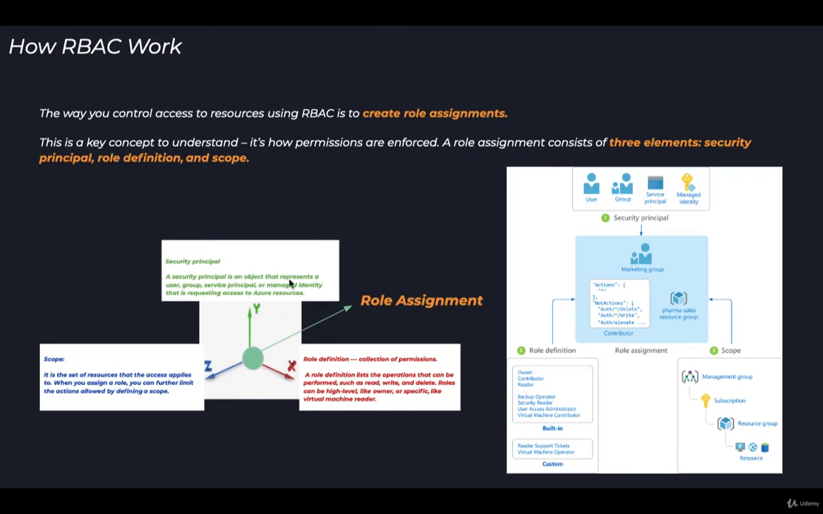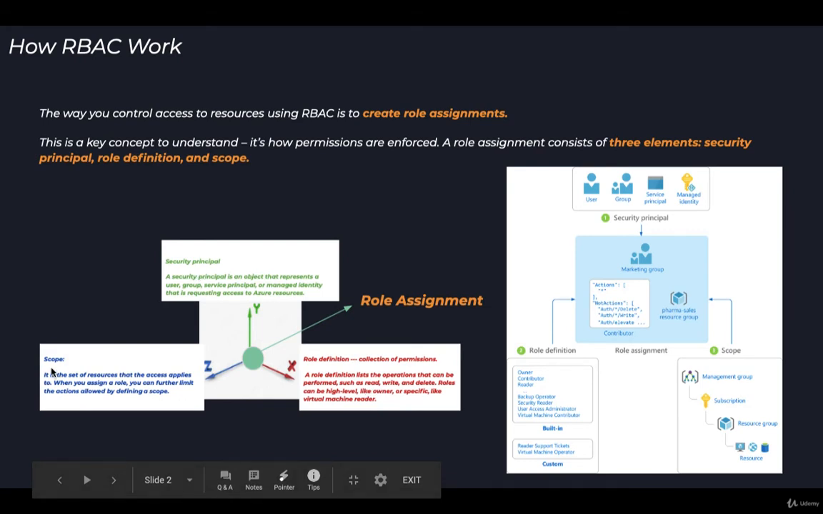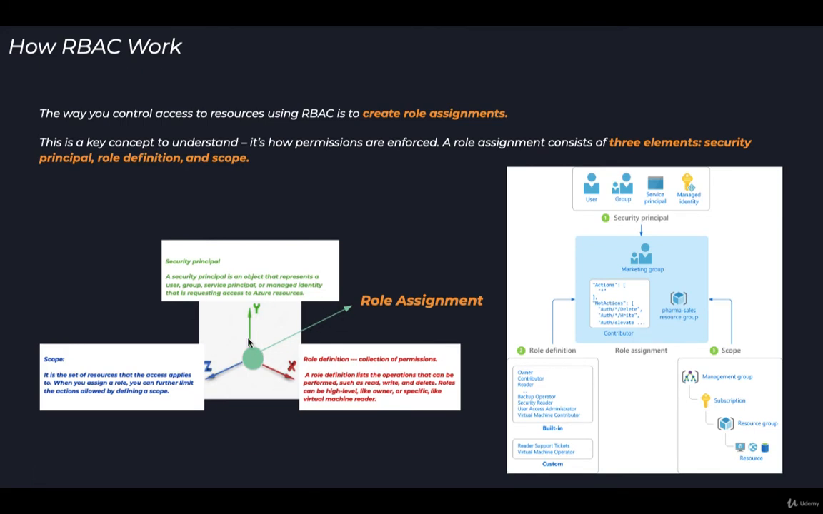In the last lecture we have already discussed the three pillars, which are security principal, role definition, and scope. To really understand how RBAC works, we need a solid understanding of all three concepts. The way you control access to various Azure resources, whether it is a virtual machine, SQL server, SQL database, or a Cosmos DB storage account, is by using RBAC to create various kinds of role assignments. This concept tells us how permissions are enforced so that the right users with the right role can access the right resources.